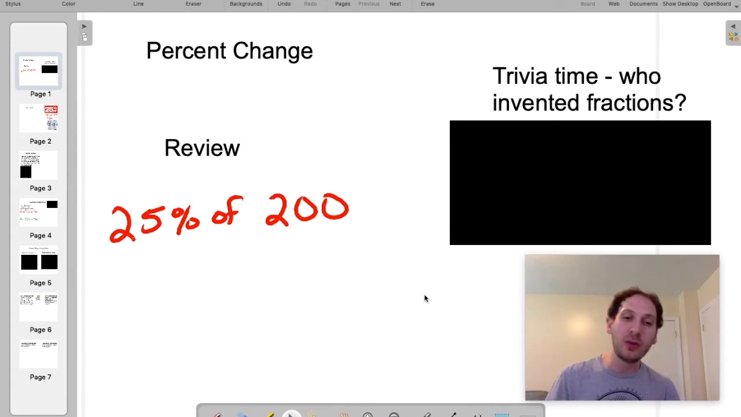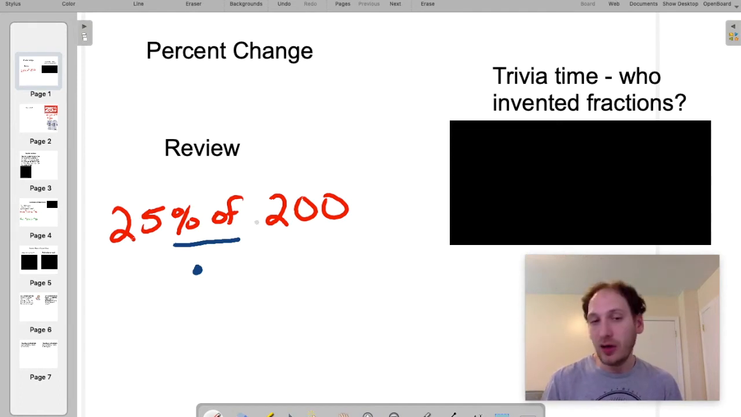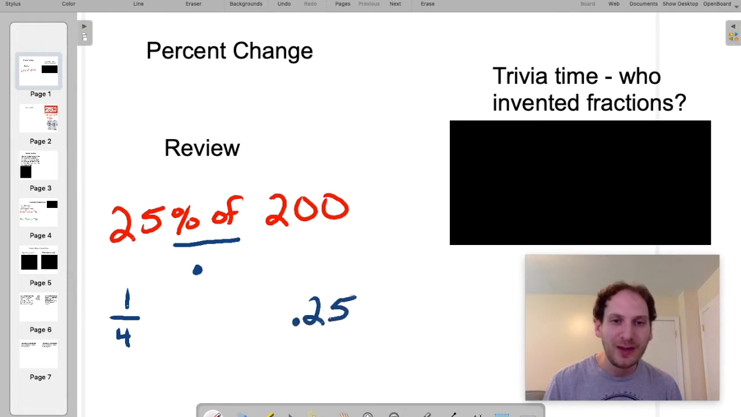But before we start, I want to make sure we understand the review skills that we're going to need to be successful on this skill. The last video I made talked about percent of as a keyword that almost always means multiply. In these types of problems, if you have percent of, you would take the percent and convert it to either a fraction, which in this case would be 1/4, or you could convert it to the decimal 25 hundredths, and then you simply multiply it times the whole number. In this case, it would be 200.